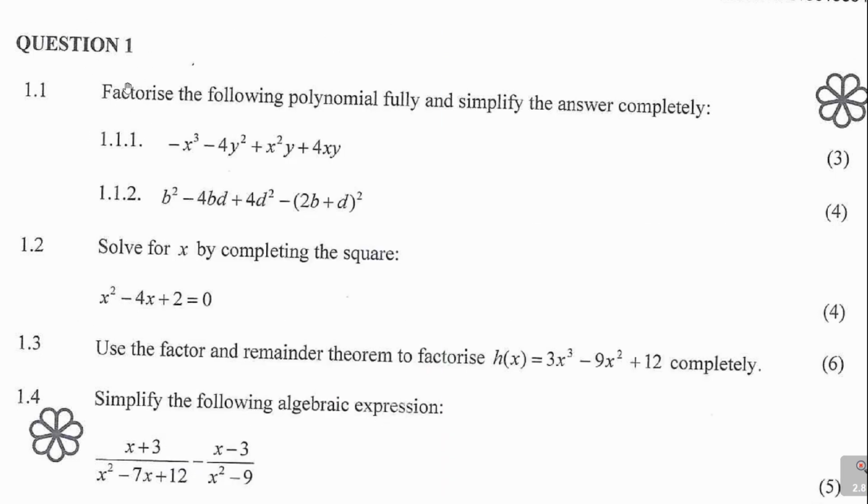Now let us look at question 1.1. What was it about? Question 1.1, it was mainly on factorization, and it's a polynomial. You're supposed to factorize fully. The first one was out of 3 marks, and I think here you needed to factorize by grouping.